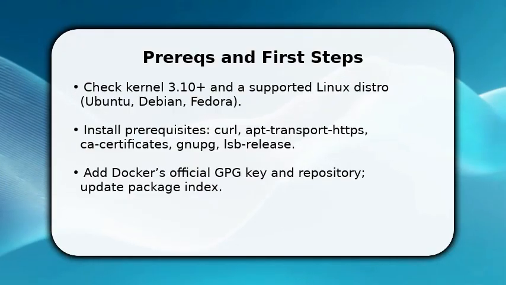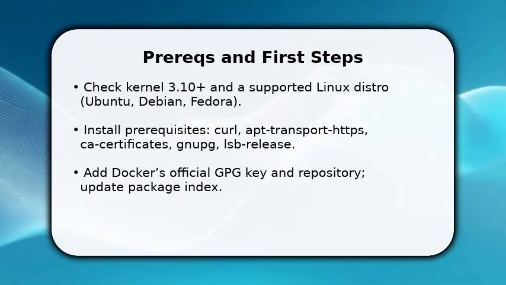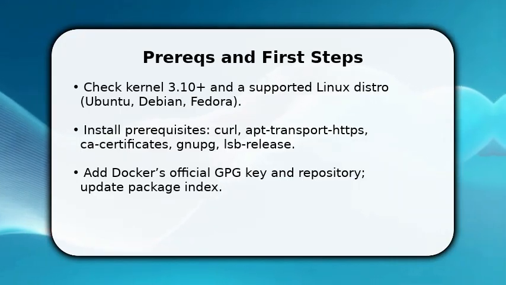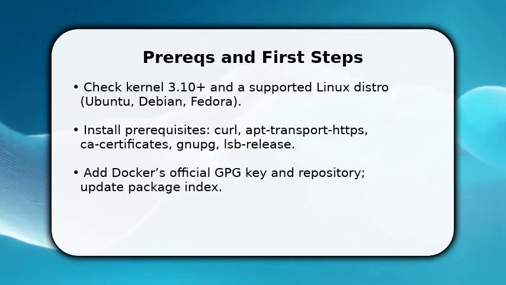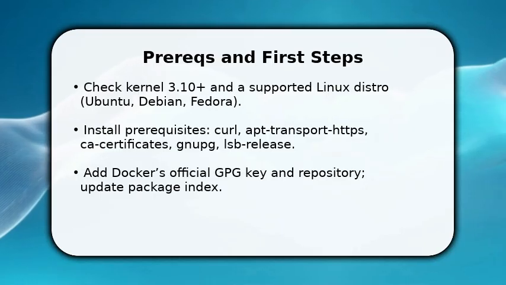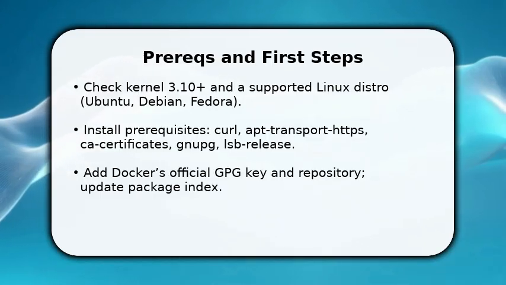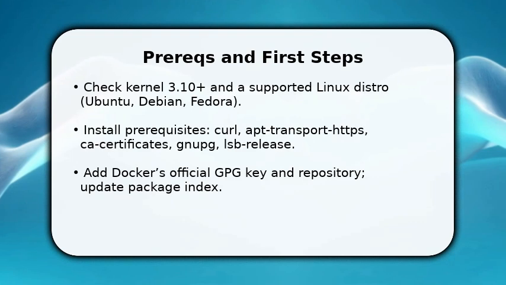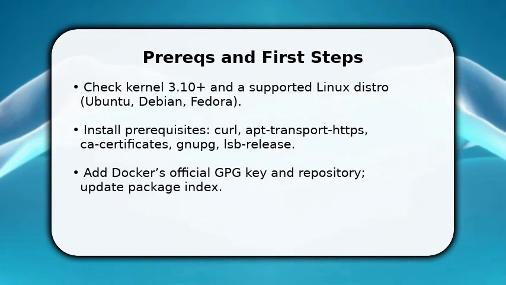You begin by verifying your kernel and distro compatibility, then install the small set of prerequisites so package installs work reliably. Next, add Docker's GPG key and repository to your system to ensure you get signed packages. Once done, update your package index and install the Docker Engine, Docker CLI, and containerd packages. Make sure to enable and start the Docker service with systemctl so the daemon runs at boot. This prepares your machine for images, containers, and the next configuration steps.